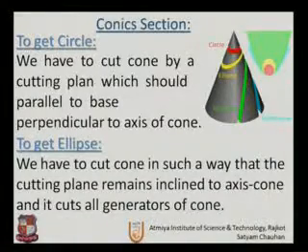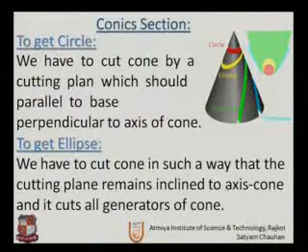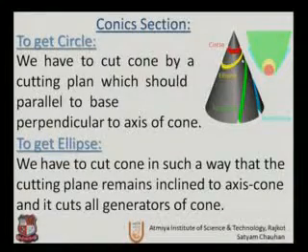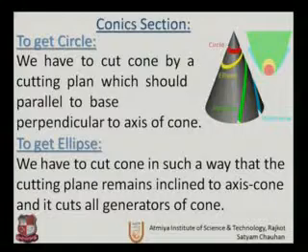To get an ellipse, we have to cut the cone in such a way that the cutting plane remains inclined to the axis of the cone, and it cuts all the generators of the cone. So we have to cut the generators without cutting the base, so that the angle of the cutting plane will be less than the angle of the cone. So the angle should be less than the cone's angle.